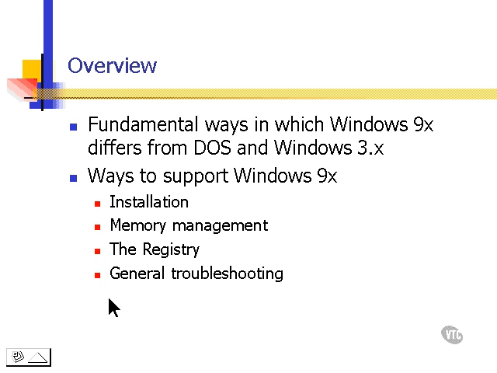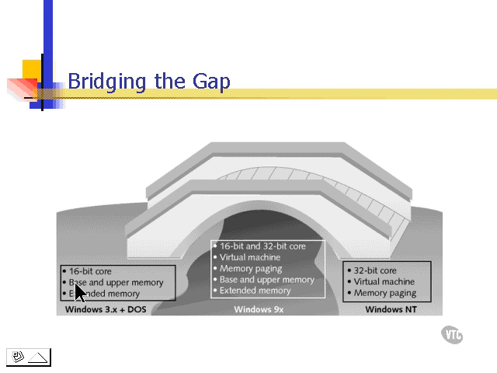We're going to talk about the fundamental ways in which Windows 9X differs from DOS and from Windows 3X. And we're going to talk about ways to support Windows 9X, including installation, memory management, the registry, and some general troubleshooting. Now, Windows 9X bridges a gap between Windows 3X and DOS and Windows NT.